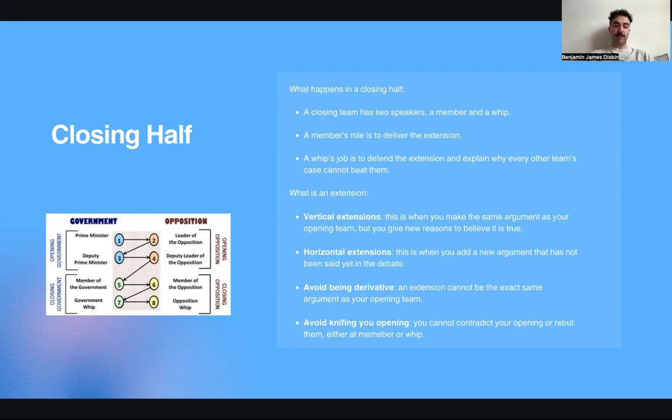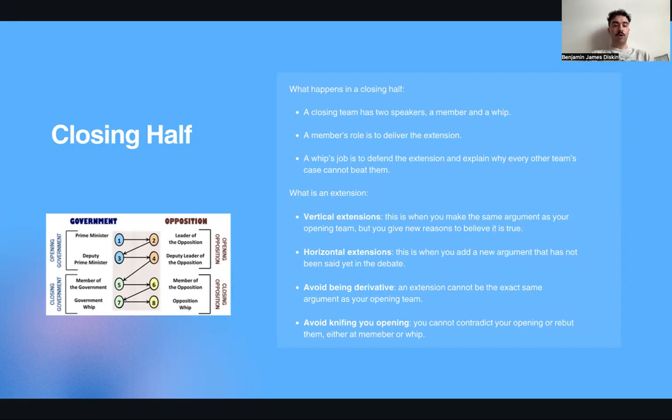When a closing team gets up, their main job is to provide a new argument, and there are different types of arguments that we'll discuss in a moment. That new argument is their contribution, which the adjudicator assesses as providing substantial reasoning as to why, if you're closing government, you should agree with the motion, and if you're closing opposition, why you should disagree with the motion.